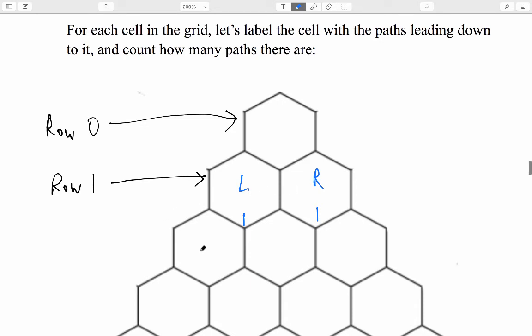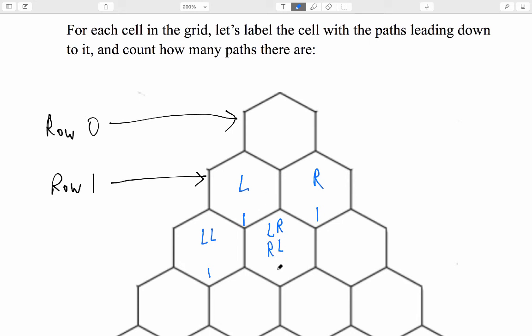We continue. In this cell, there's only one word, LL, because the only way of getting here is by going left and then going left again. So there is only one path that leads from the top of the grid to this cell, but something interesting starts to happen in this cell right here. You can get here by two different paths. You can arrive by way of this cell, which means starting out going left, but then going right to get here, or you can arrive at this cell by starting out going to the right, and then going left.